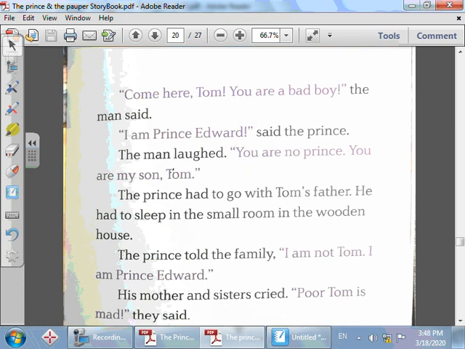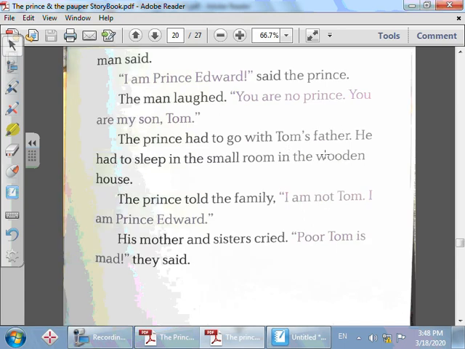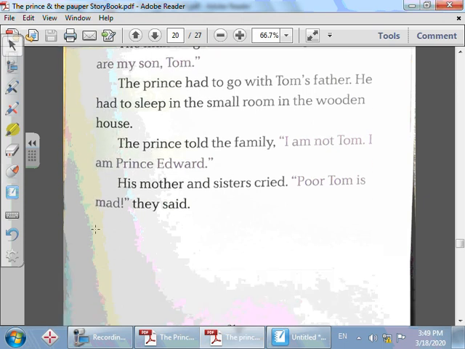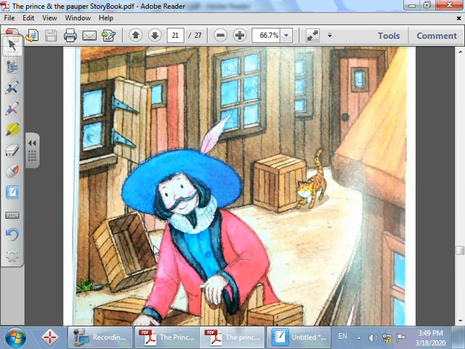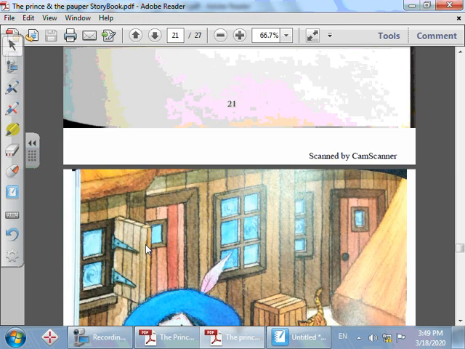Come here, Tom. You are a bad boy. The man said, I am Prince Edward, said the prince. The man laughed. You are not Prince Edward. You are my son, Tom. The prince had to go with Tom's father. He had to sleep in the small room in the wooden house. The prince told the family, I am not Tom, I am Prince Edward. His mother and sisters cried, Poor Tom is mad, they said. So nobody believed that this is Prince Edward, of course, not even Tom's family.